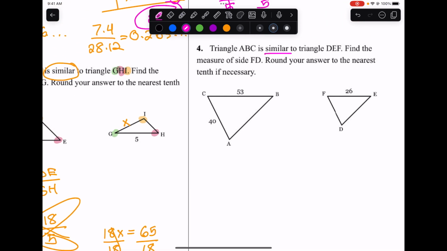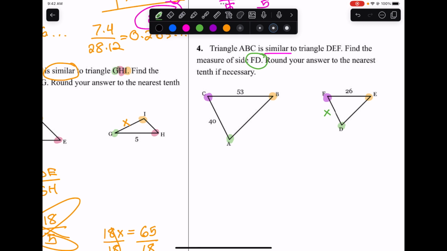Again, we're given that the triangles are similar, so I know the sides have to be in proportion. So C corresponds to F, B corresponds to E, and A corresponds to D. A, yes. So now I want to find the measurement of FD. So FD is purple to green.